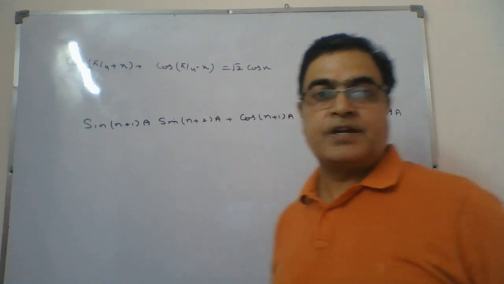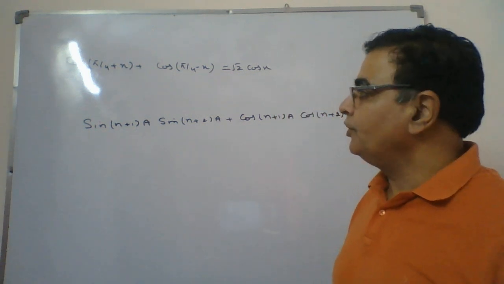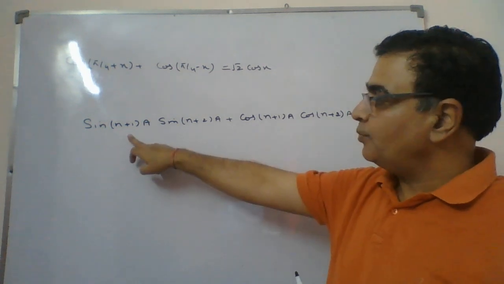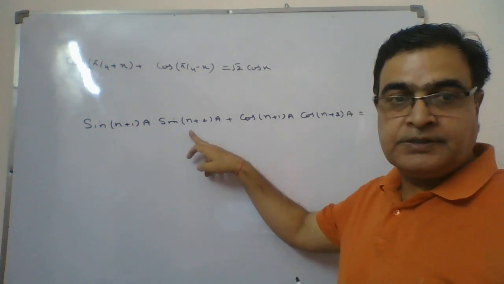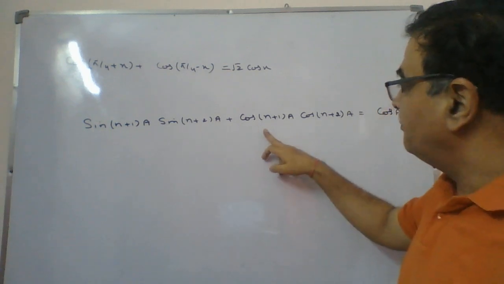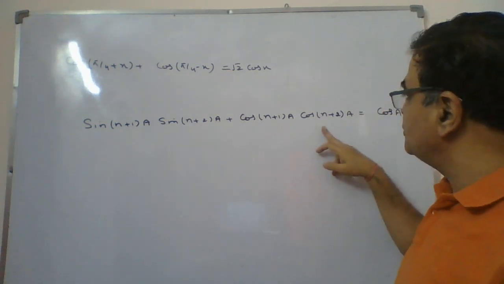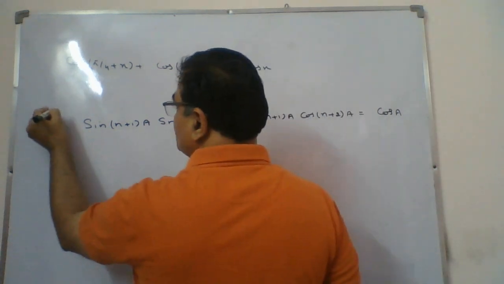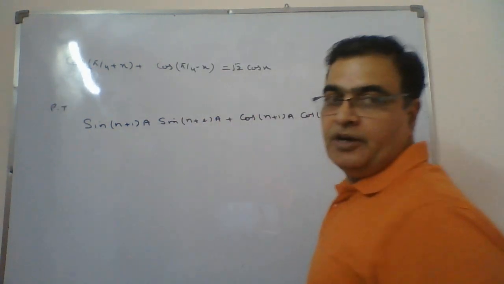So good morning. We are starting with the further questions on trigonometry. First question is this: sin(n+1)A sin(n+2)A plus cos(n+1)A cos(n+2)A is equal to cos A. This we have to prove. So prove that. This is the question we have.